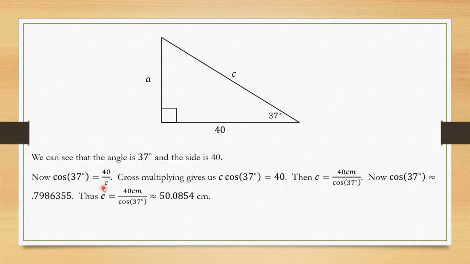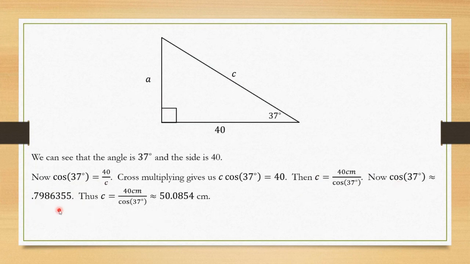So we want C. Just like what we saw earlier, we're going to cross multiply and get C times cosine of 37 degrees is 40. Then dividing, you get this. You can see that C and cosine of 37 degrees are essentially switching positions. It's just basic algebra. And as before, we want to know what cosine of 37 degrees is. Well, again, that's in our calculator. So I would check right now: if you put in cosine of 37 degrees, you get this.